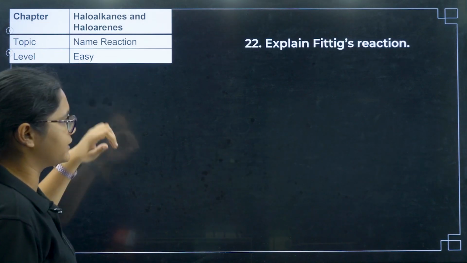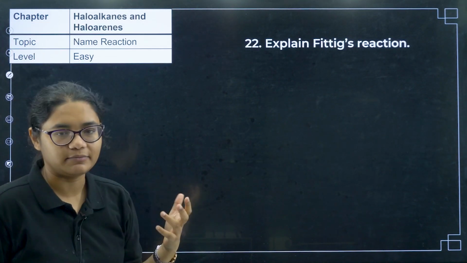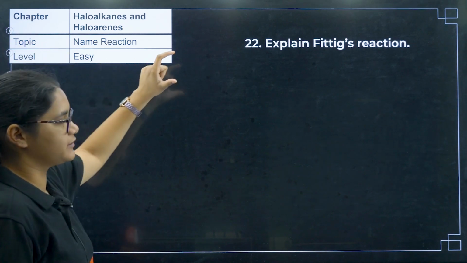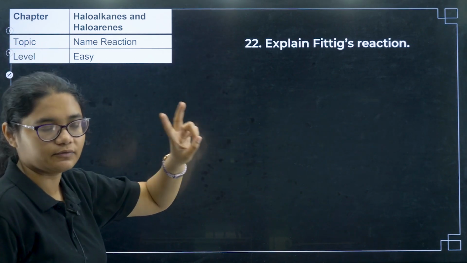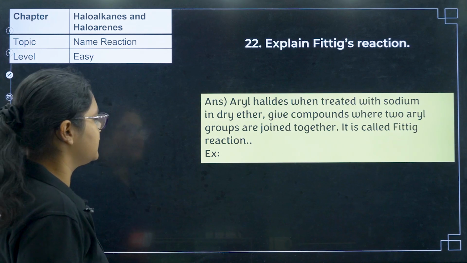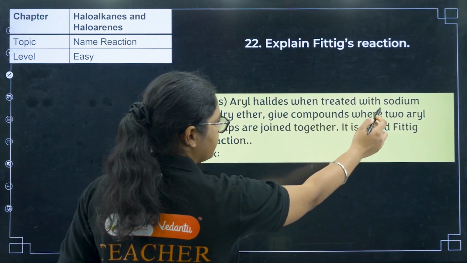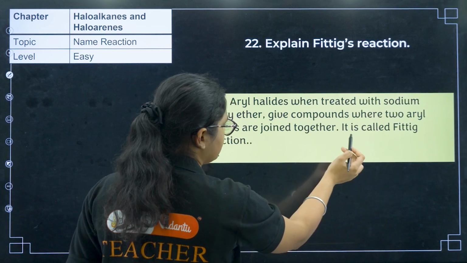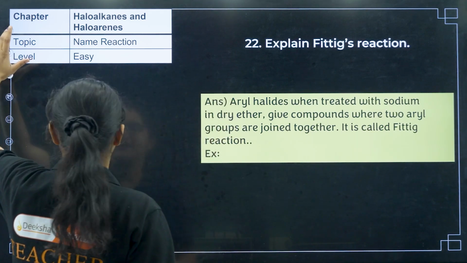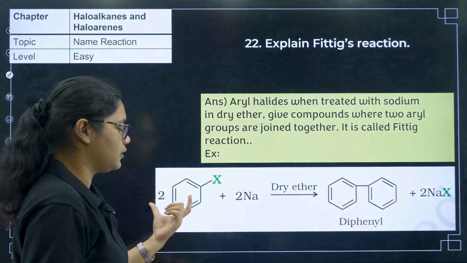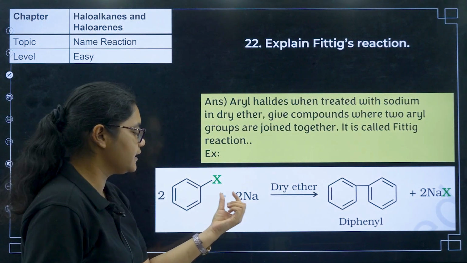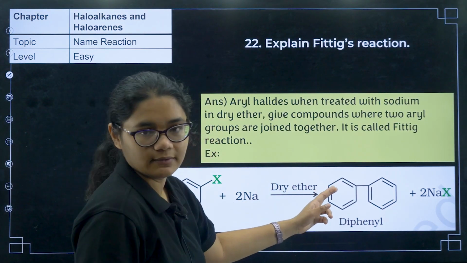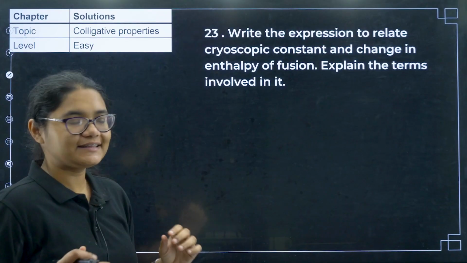Next we have haloalkanes and haloarenes chapter, name reaction, easy. What is a Fittig reaction? So Fittig reaction you have to first write the explanation and then the example, you will get 2 marks. So you can see here, aryl halides when treated with sodium in dry ether give compounds where 2 aryl groups are joined together. It is called Fittig reaction. You can take here any chlorobenzene, bromobenzene, anything in presence of sodium and dry ether, that will give you diphenyl. Okay. Let us see the next question here.